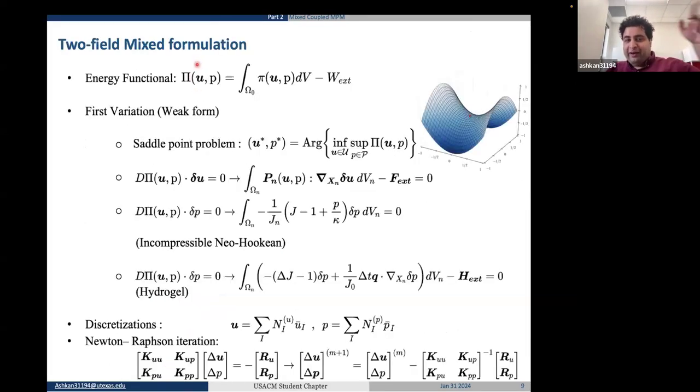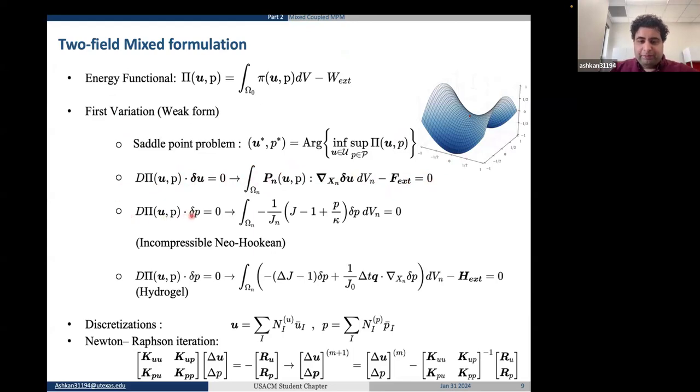Now, both the rubber formulation and the hydrogel formulation I showed were two-field mixed formulations. It means that we have U and P as the variables our energy term is a function of. So we integrate this over the volume and take the variations to equal 0. These mixed formulations are saddle point problems, meaning they should be minimized with respect to displacement and maximized with respect to pressure. Taking the derivative with respect to delta U, we obtain the momentum balance equation here.